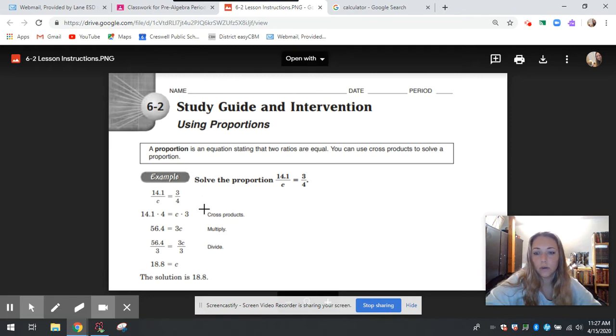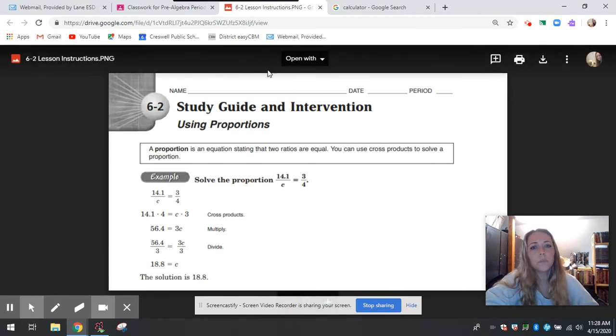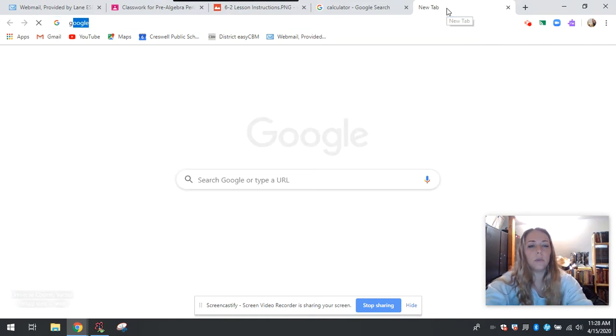So a quick overview, we're using proportions, and you need to watch the Math Antics video that has a really good explanation of what proportions are. Proportions are a relationship between two things, and in this case it comes down to equivalent fractions, but I also want to kind of explain the word proportions. So actually, let's just see what we get when we Google it.